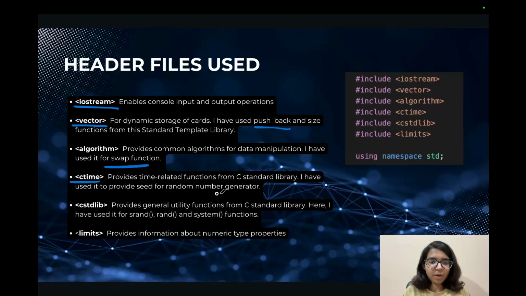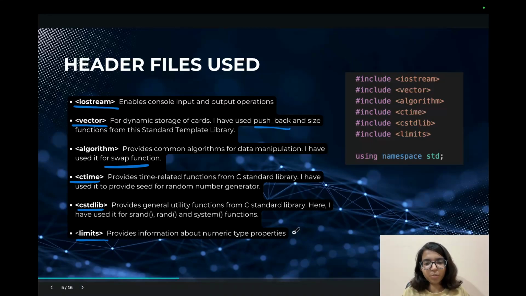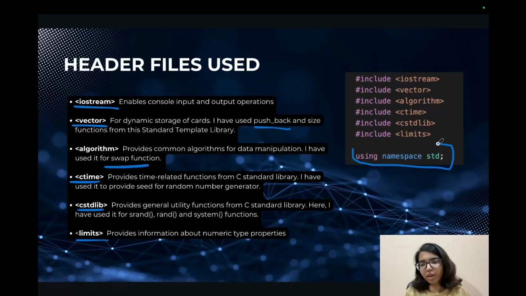CTime provides time related functions from C standard library. I have used it to provide seed for random number generator. Then CStdlib provides general utility functions from C standard library. Here I have used it for srand, rand, and system functions. Then limits provides information about numerical type properties. I will explain where I have used these in the code breakdown. I also wrote using namespace std so that I don't have to type std again and again in my program.